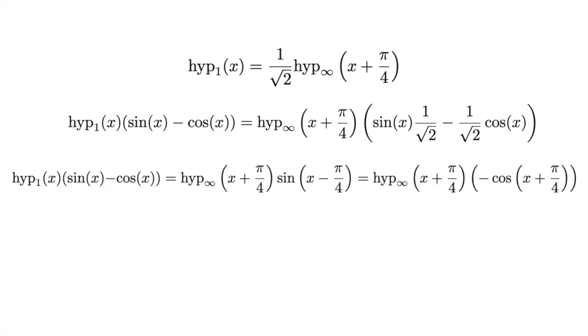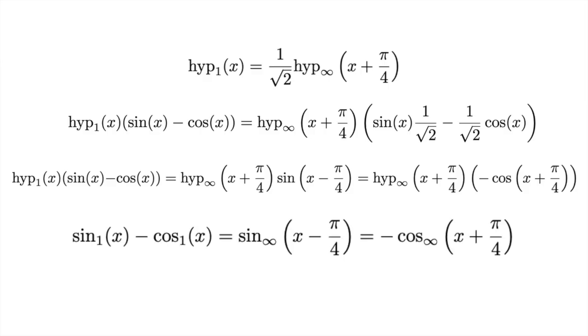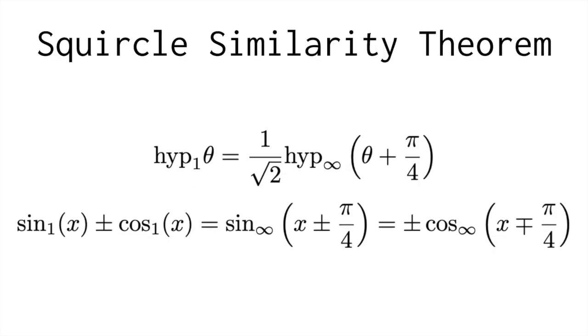Through a similar process, we can multiply both sides by sine minus cosine, use the angle sum formulas, and height's periodicity to get that sine base 1 of x minus cosine base 1 of x equals sine base infinity of x minus pi over 4, which also equals negative cosine base infinity of x plus pi over 4. These three results concerning the first and infinite degree squircle are part of what I call the Squircle similarity theorem. These statements show the relationship between these squircles and their trig functions.